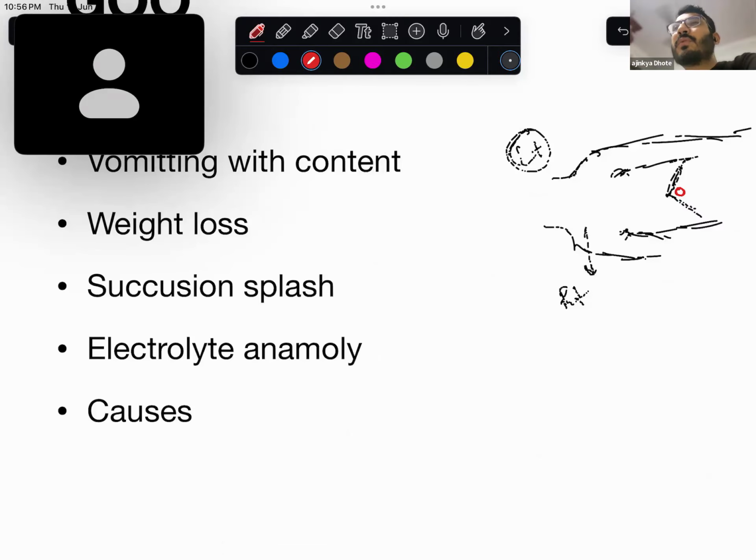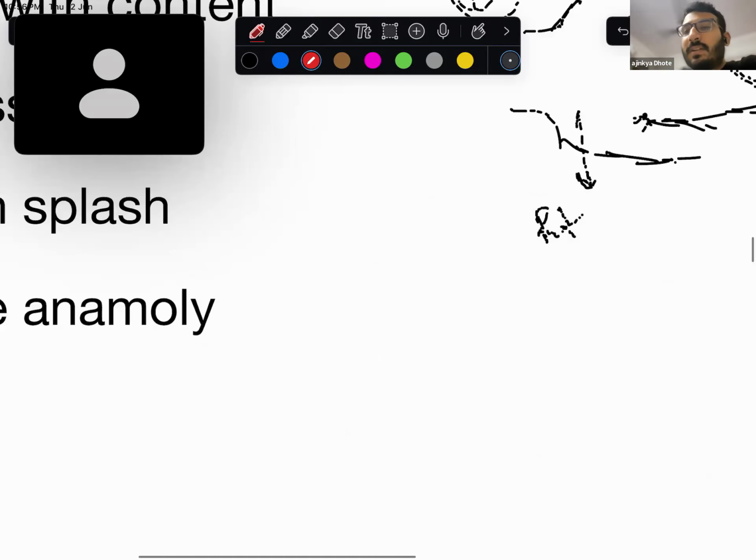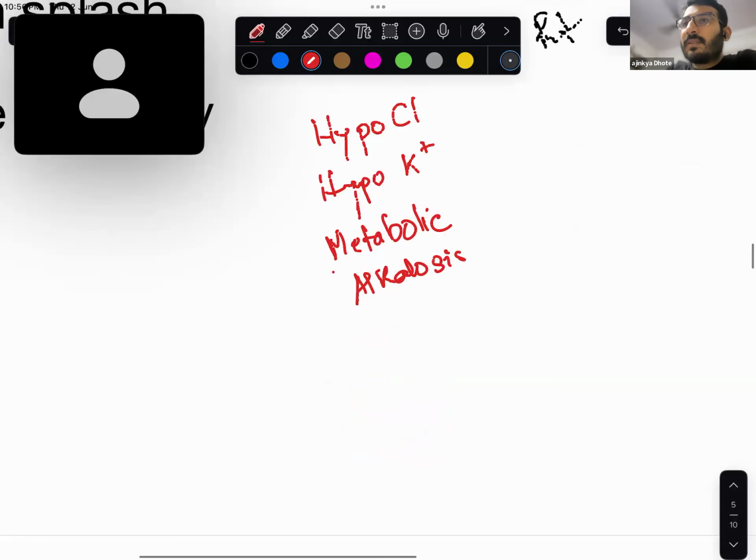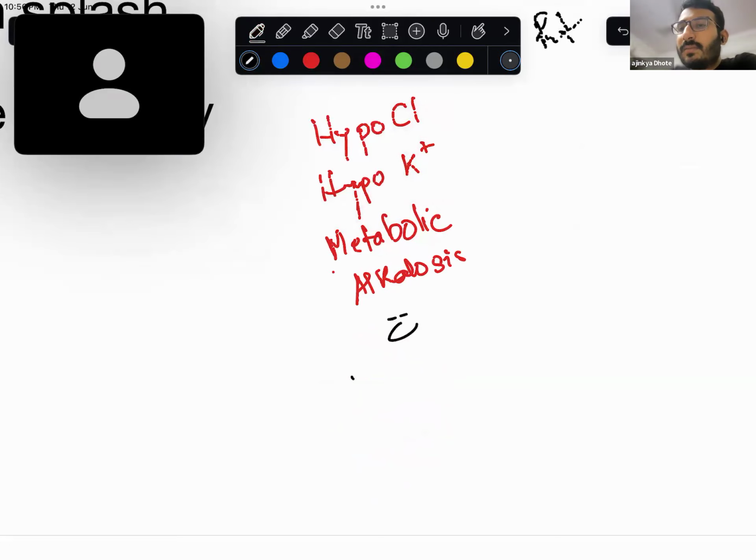I think you all know what electrolyte abnormality you get. Many of you must have already studied this in your surgery posting, in congenital hypertrophic pyloric stenosis. So you get a very classical hypochloremic, hypokalemic metabolic alkalosis, along with paradoxical aciduria.